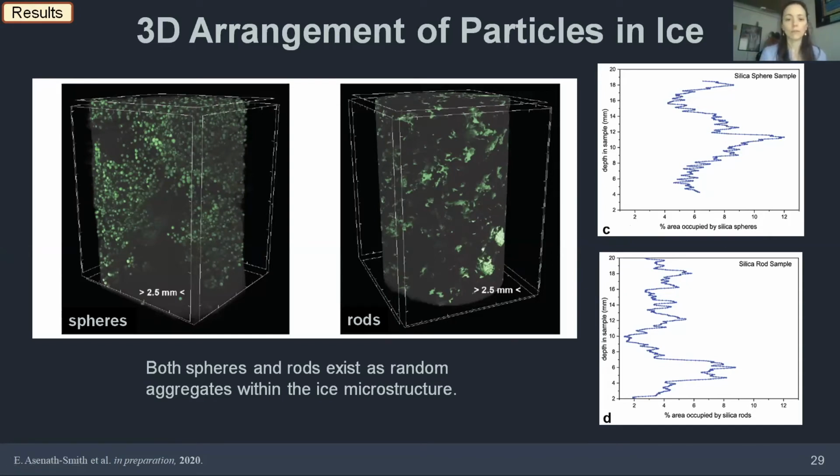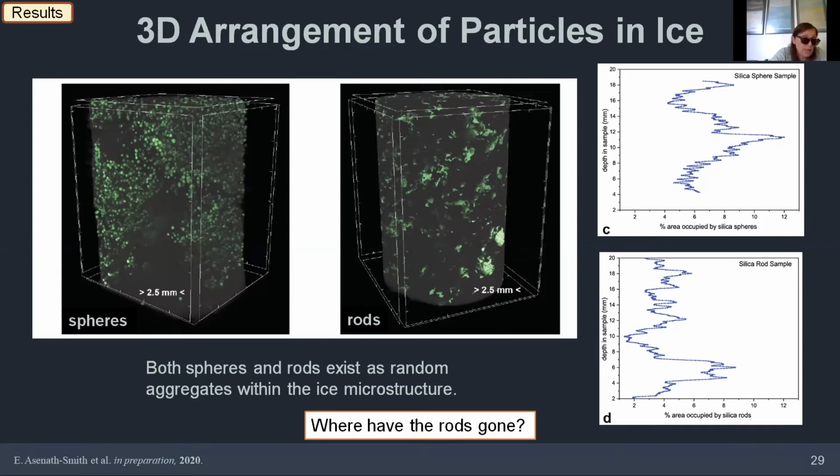Did you mix it before freezing? Excuse me? Homogenize the water, the silicate in the water before freezing? To a certain extent, to the best that we can.